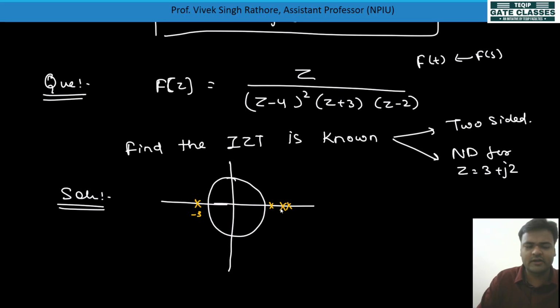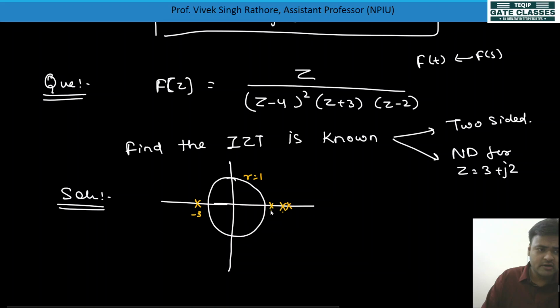I'm just plotting like this only. The mod value represents the radius of the circle. So minus 3 means a circle of radius 3 will be like this, right? Circle of radius 2, circle of radius 4 will be there, but all circles or all radii are outside r is equal to 1, as you can see.